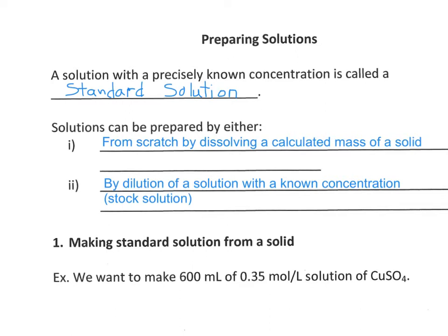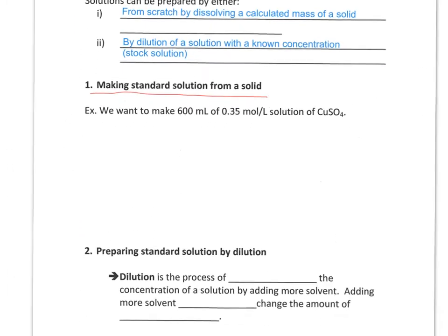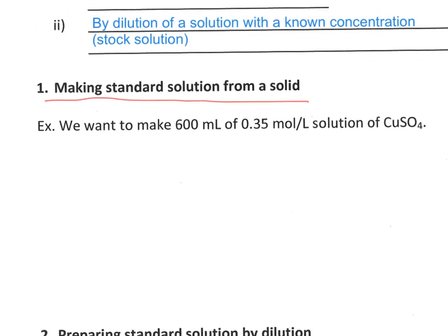We're going to talk about how to make a solution from a solid first, because this is using skills you already have and math calculations you already know. So we want to make 600 mL of 0.35 mole per liter solution of copper sulfate.